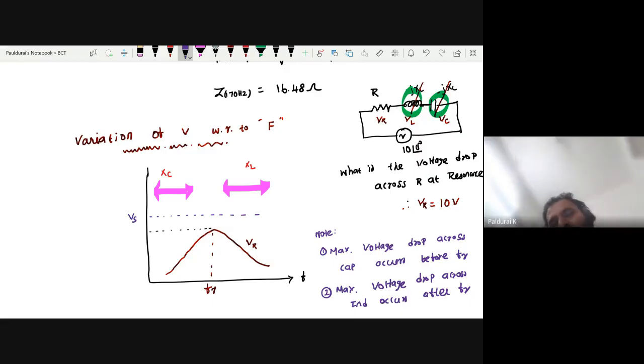Okay, but what is the maximum voltage drop? My question: I applied 10 volt, will you get more than 10 volt across inductor or capacitor? We have to say a proverb. What does Kirchhoff's voltage law say? Applied voltage equals the sum of dropped voltages. Yeah, that is satisfied here.